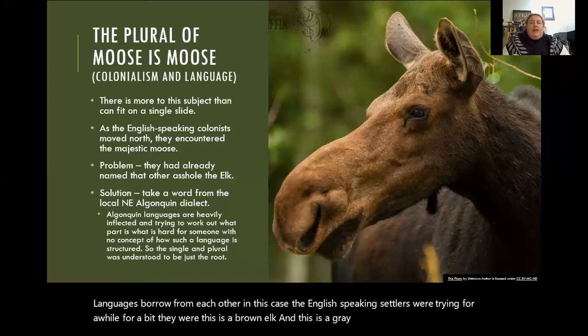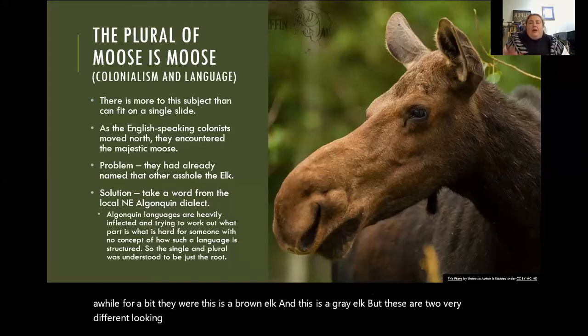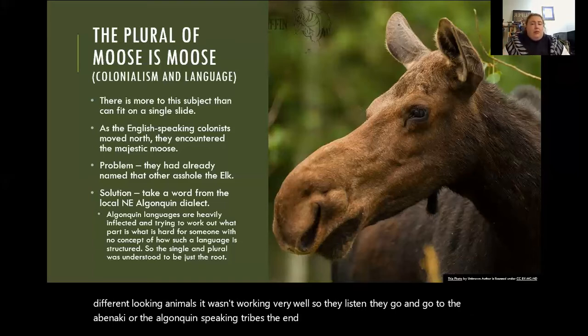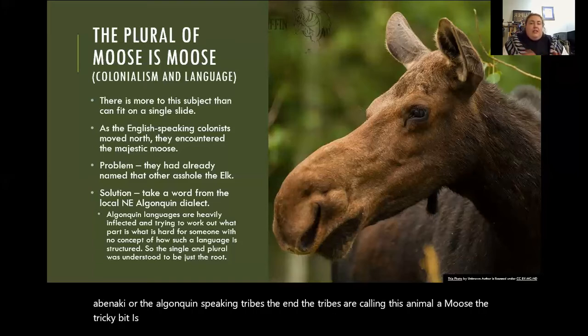But these are two very different looking animals. It wasn't working very well. So they go to the Abenaki or the Algonquin speaking tribes, and the tribes are calling this animal a moose. And the tricky bit is that Algonquin, specifically these northeastern Algonquin dialects, are incredibly heavily inflected languages.